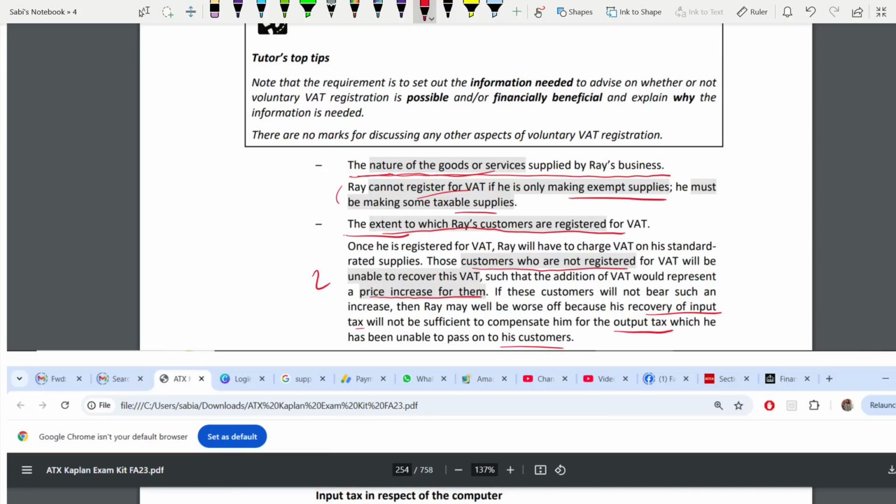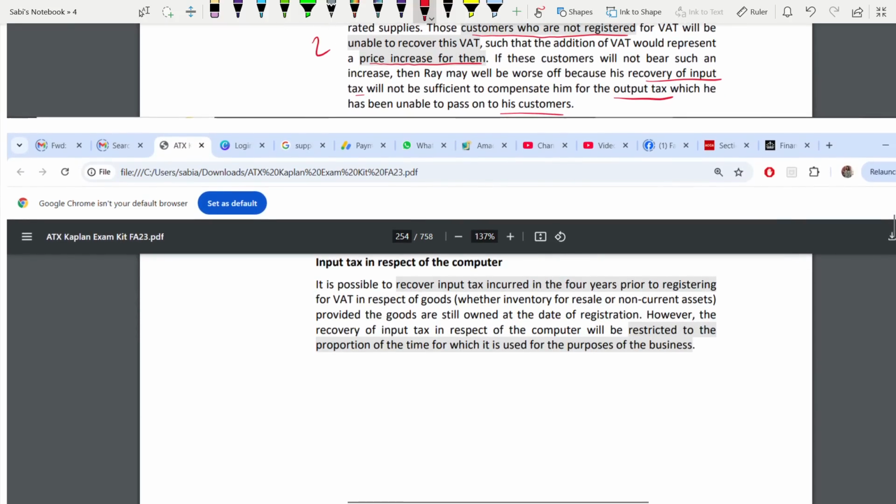They will go to someone else who is not registered for VAT, because for them, you are charging your goods at the standard rate. To customers who are not registered for VAT, you can claim input tax, but on the other hand, the disadvantage is you are losing customers who are not registered for VAT. So these two things. Now, can you recover the input tax regarding the computer? That was the next requirement, right?